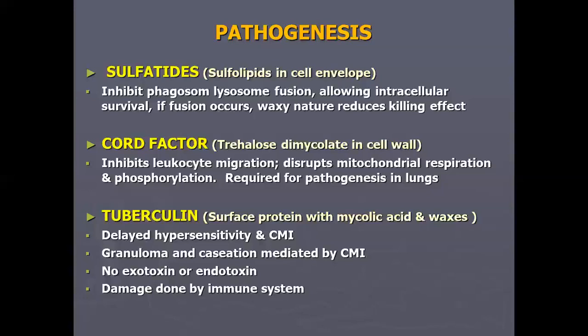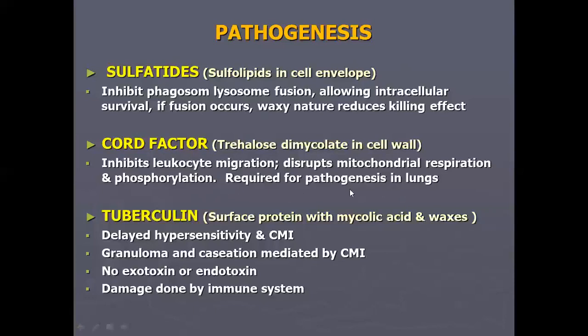Now, apart from this, we have another factor, what we call the cord factor. This cord factor, which is chemically a trehalose dimycolate, is present in the cell wall of Mycobacterium tuberculosis. So one determinant, sulfatides, is present in the cell envelope. The other one, cord factor, is present in the cell wall. And this cord factor inhibits leukocytic migration, and it also stops the mitochondrial respiration and phosphorylation of the cell.